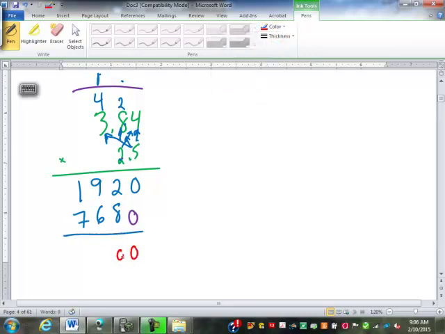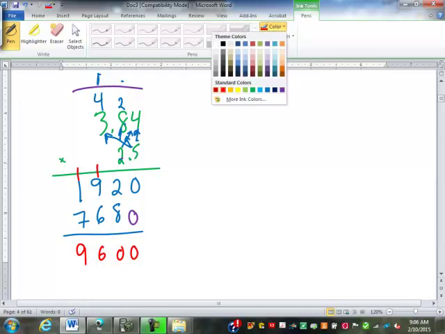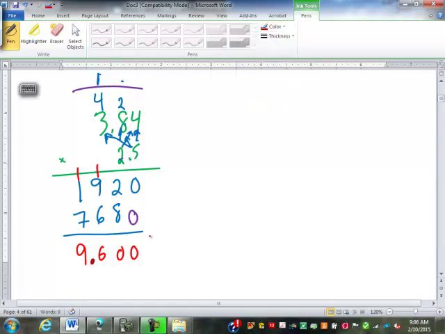And we add our columns. We got 0, 0, 16, and 9. Where does our decimal point go? Between the 9 and the 6. Why there? Yeah, so you've got 1, 2, 3 decimal places in the problem. 1, 2, 3 decimal places in your answer.